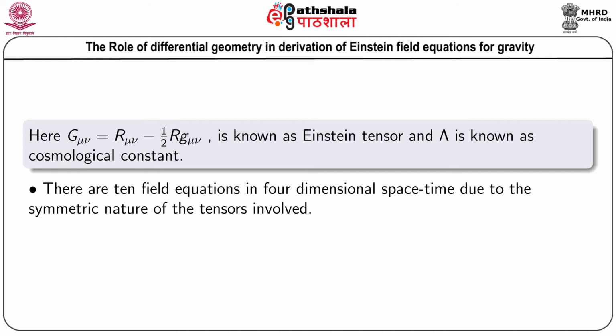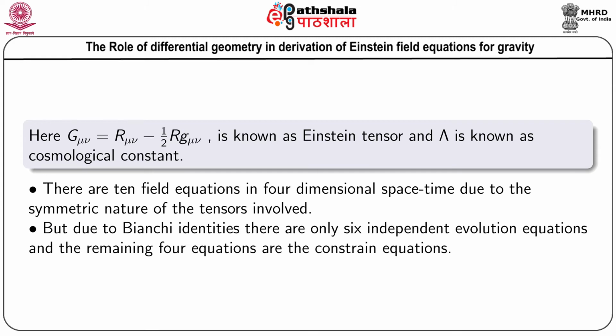Now, there are 10 field equations in 4-dimensional space time due to the symmetry of the tensors involved, but due to the Bianchi identity, which we have learned in our previous modules, there are only 6 independent evolution equations and the remaining 4 equations are the constraint equations. So, only 6 are the independent evolution equations for Einstein's field equations.